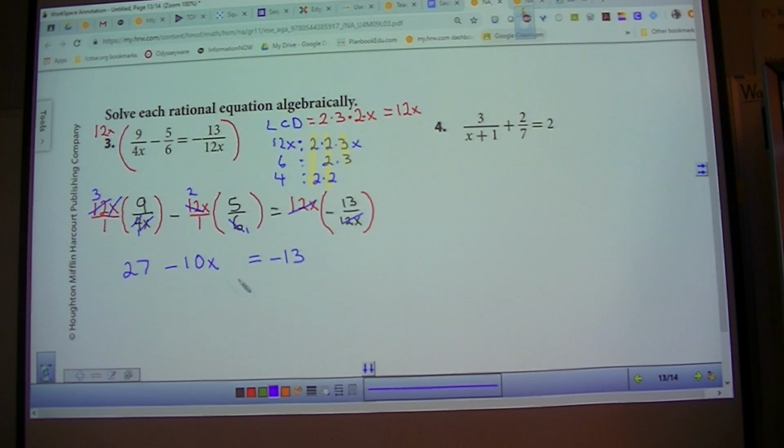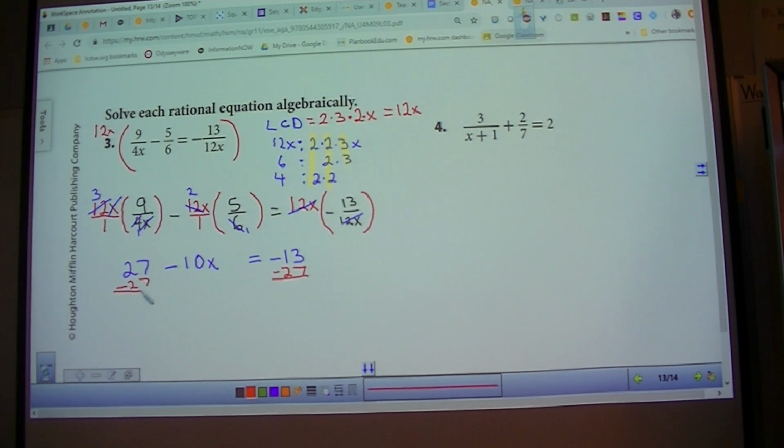So that's the whole point of what we're doing, to get this where we don't have any denominators. Now it's just solving the equation like you always would. If it's linear, trying to get x by itself. If it's a quadratic or cubic, you're trying to get it equal to 0 and then go from there. Let's see here, it's trying to get our x by itself, so we're going to subtract 27 from both sides of the equal sign.